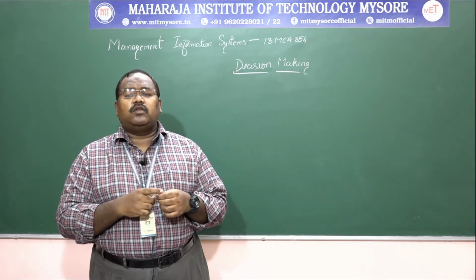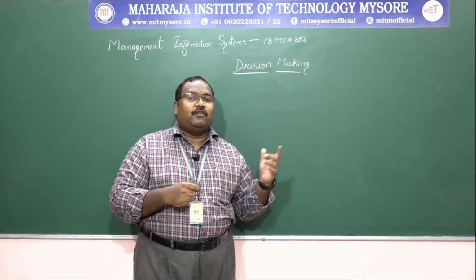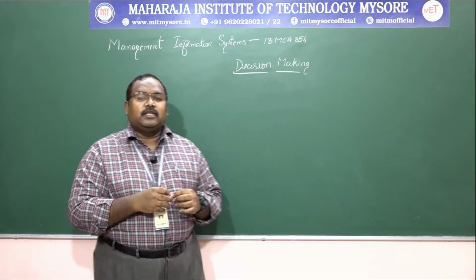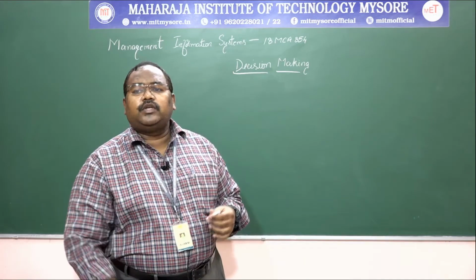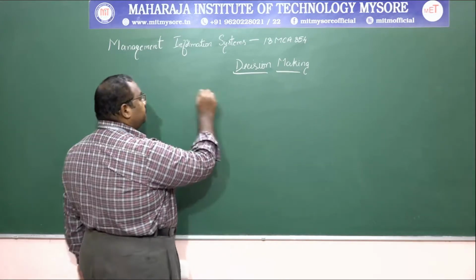Next, we also saw the definition of Davis and Olson, and we described the Davis and Olson definition with the help of a diagram. So those are the topics that we had already discussed. Now let us move into the new topic called organization as a system.